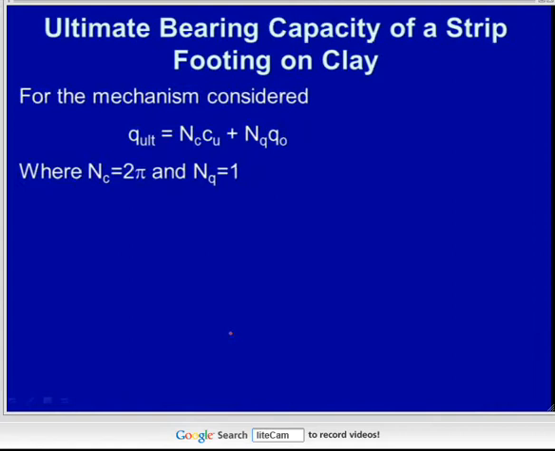So I've written it in a notation. It's the notation you'll find in every single geotechnical textbook, but I haven't changed it at all. I'm saying, for the moment, that's 2 pi, and that's 1.